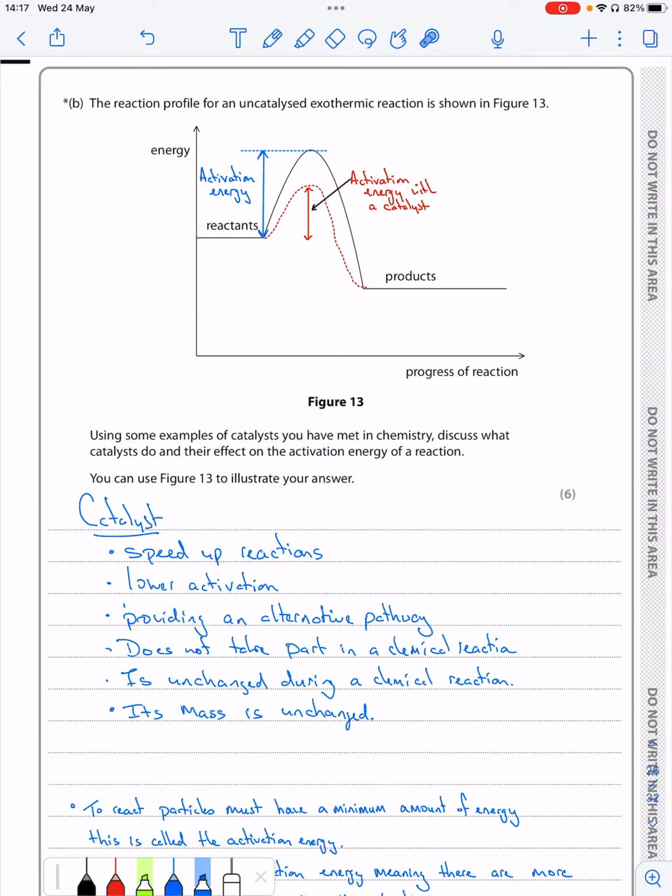Then let's put some facts in. So catalysts speed up reactions. How do they do it? They lower activation energy. How do they do that? They provide an alternative pathway for that reaction to take place. A catalyst itself does not take part in a chemical reaction, therefore it's unchanged and its mass is unchanged. So what you put in at the beginning, you will get at the end.